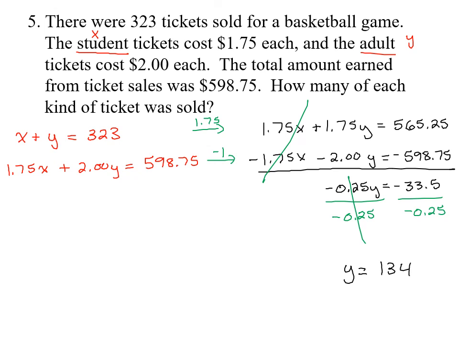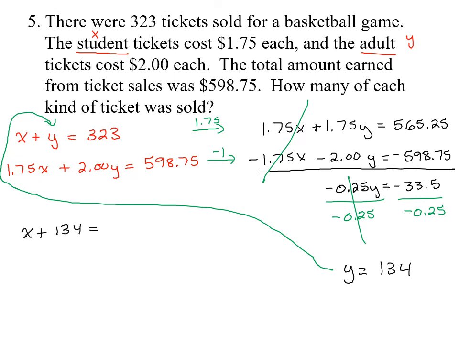Which is good. You have to have a whole number. You also have to have a number that's less than 323 because that's how many tickets were sold. And then this goes back into this first equation. So I'd plug this back in right there. And say that x plus 134 equals 323. Subtract the 134 from both sides.